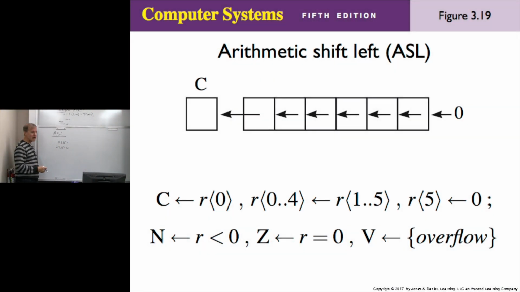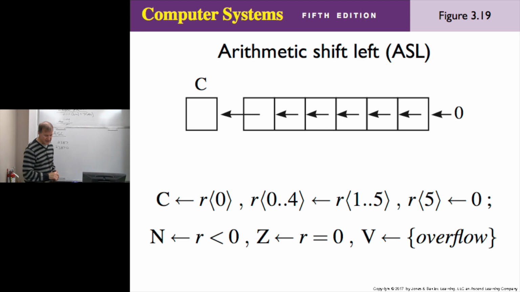Well, what do you suppose? Do you see that the arithmetic shift left operation, as shown in figure 3.19, shifts a 0 in on the left bit, and then the right bit goes into the C. So what do you suppose you're doing to the value of that number? Multiply by 2. You're multiplying it by 2. Are you with me? Here, let's do an example.